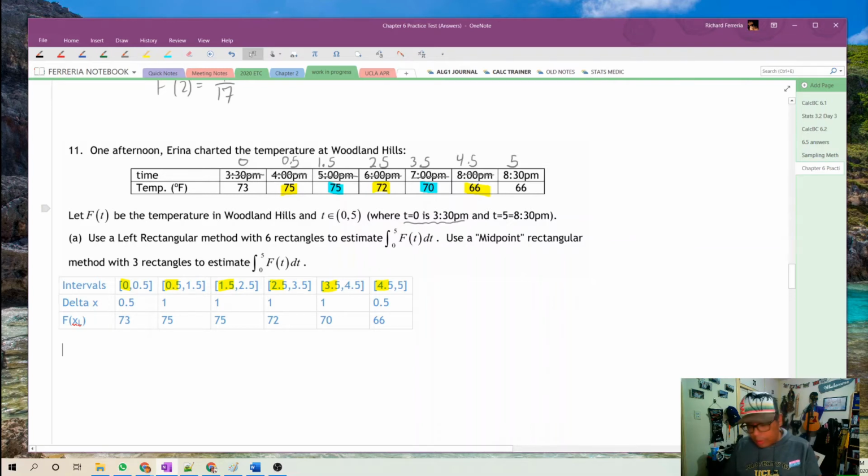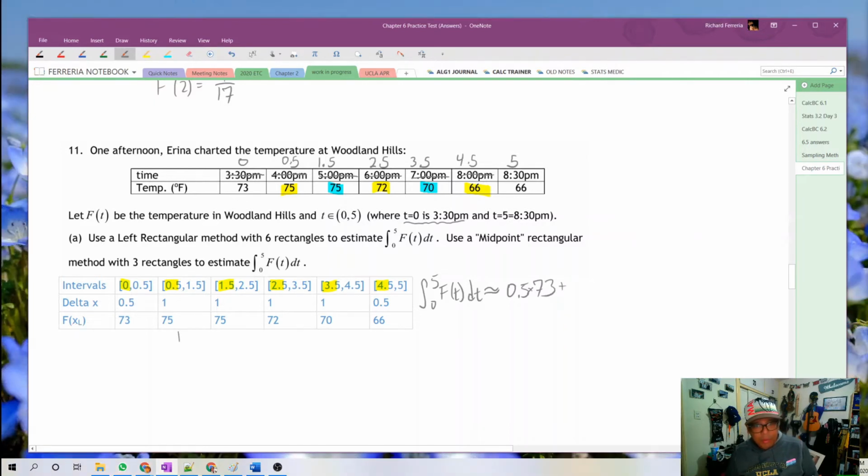So the integral is going to be approximately, let's see, 0.5 times 73. That second interval is 1 times 75. Okay. Make sure you're writing. Don't be too smart. We're going to multiply 1 times 75 here. The reason we're doing this is we want our audience, whoever is reading our paper, we want them to see what we're doing. We don't want to hide our mathematics.